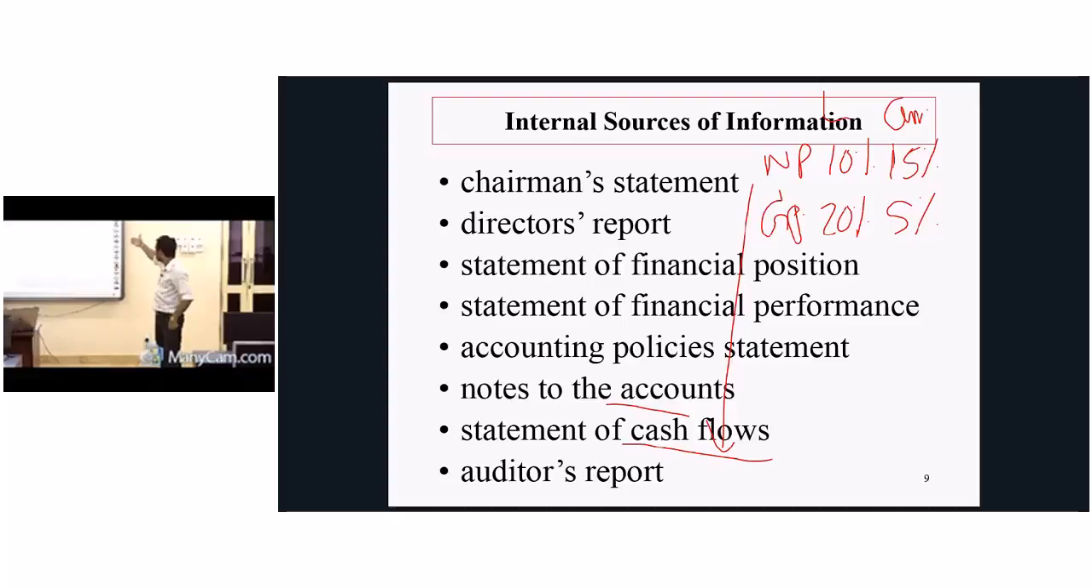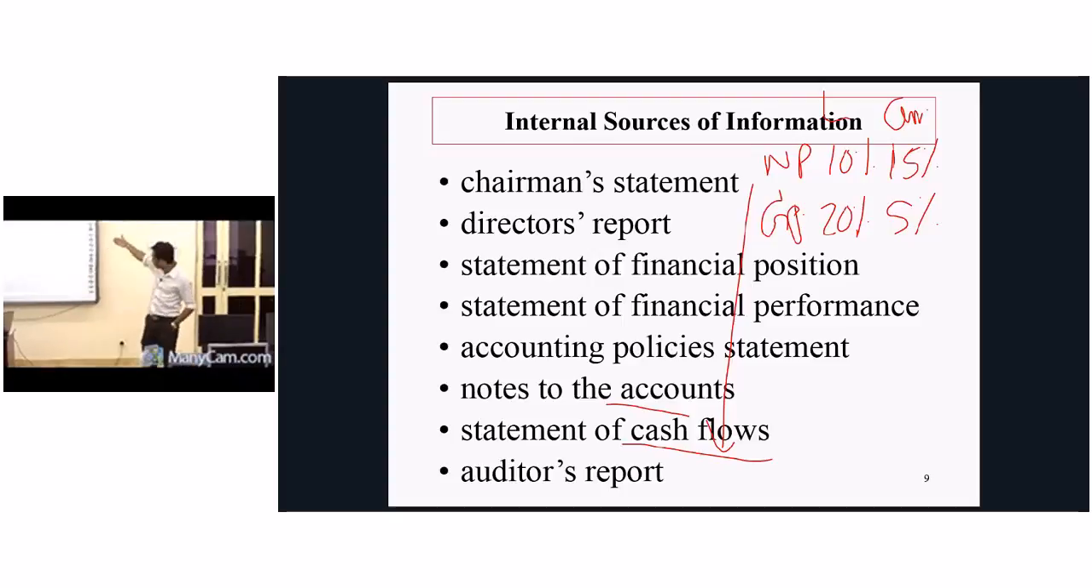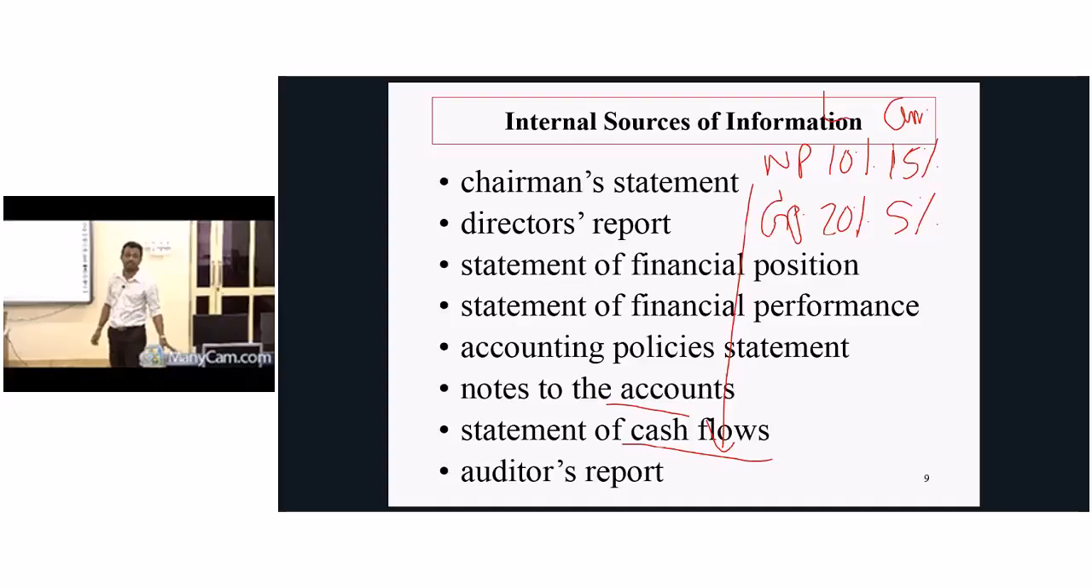Look, all these internal sources, we can use all of them for different tasks. Based on that only you can make conclusions. But it is not that easy. So what do we have to do? You have to read everything.